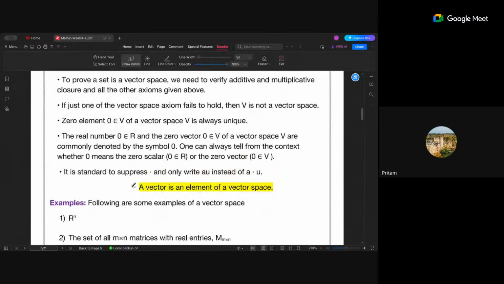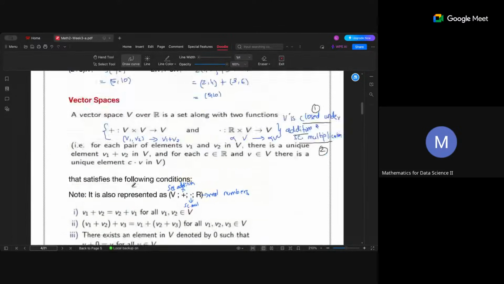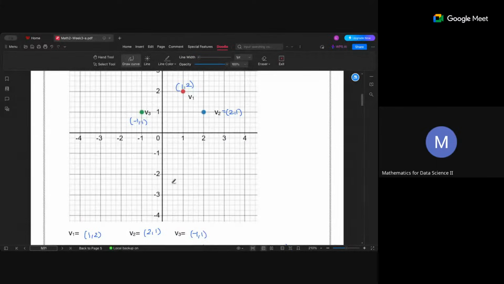Why do you call it a vector space? Why not a vector set? It's a good question. It's not just a set, it is a space, because a set does not have this property. Maybe here we are looking at a plane. What about the 3D structure? Do you call it a set or a space?